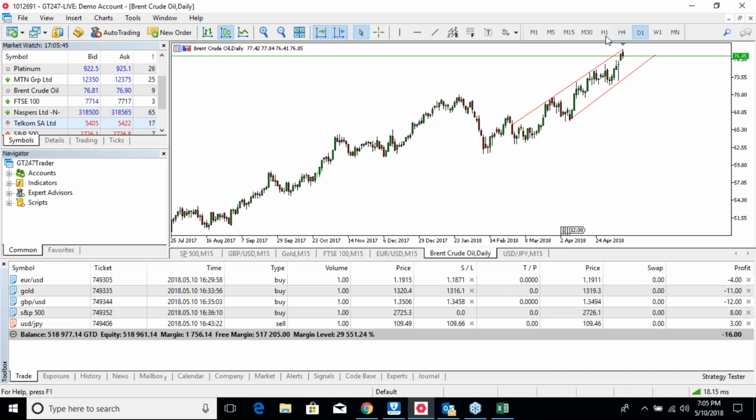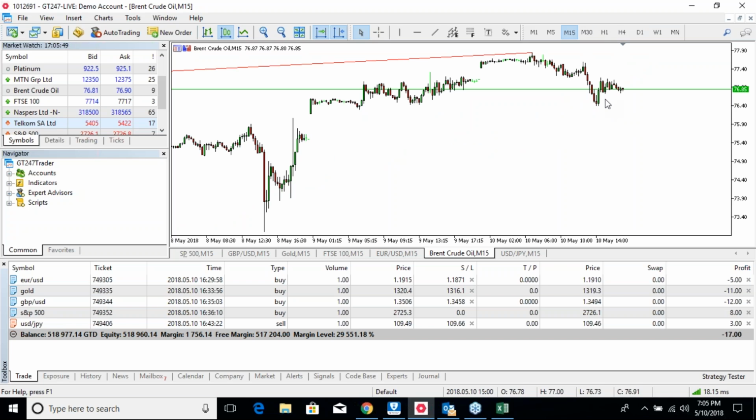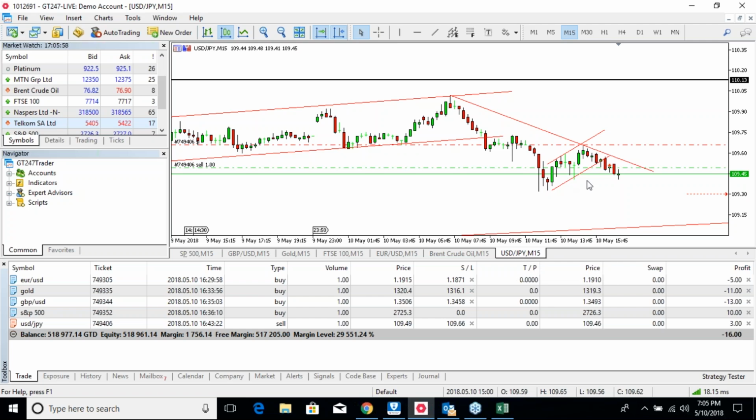Brent, oh, we're still on a daily chart. We didn't actually analyze the Brent. Okay, because it's going sideways, there's not much coming out of Brent at the moment. The last one is the short on USD JPY.